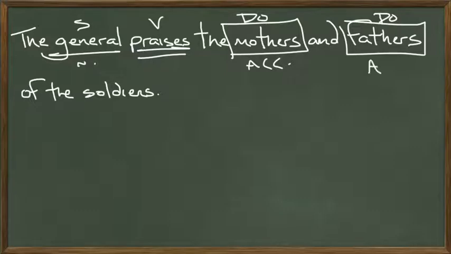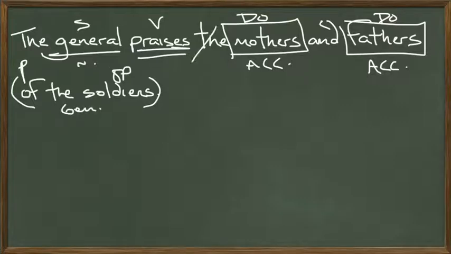So he's praising both of these things, and is a conjunction that joins the two. Of is a preposition. Soldiers is the object of the preposition. Of the soldiers is a prepositional phrase in the genitive case. The is an article adjective. The is an article adjective. The is an article adjective. We don't need those in Latin, so we'll cross them out, though we will diagram them.